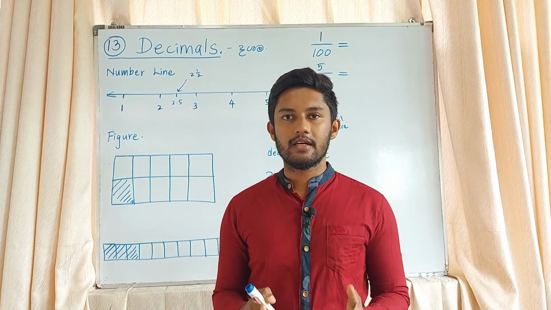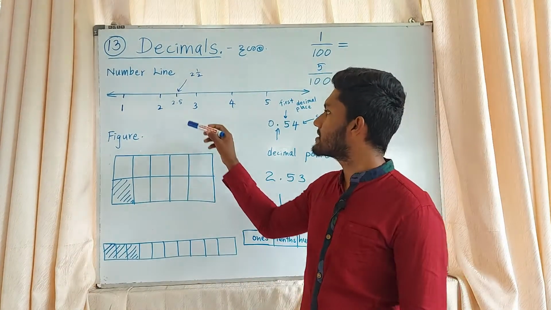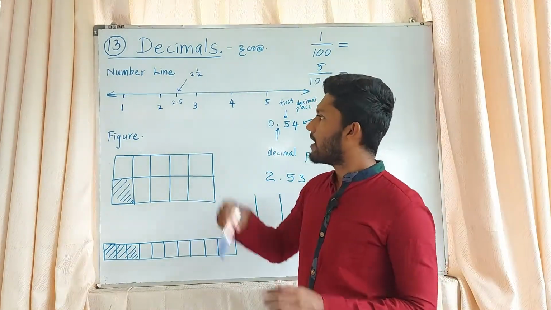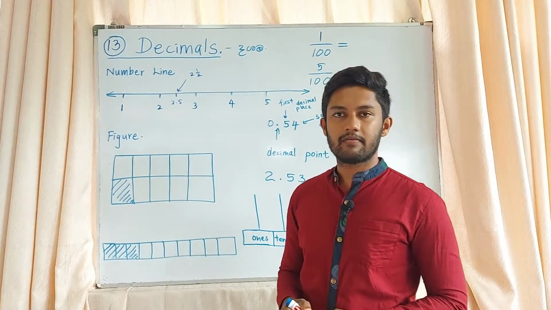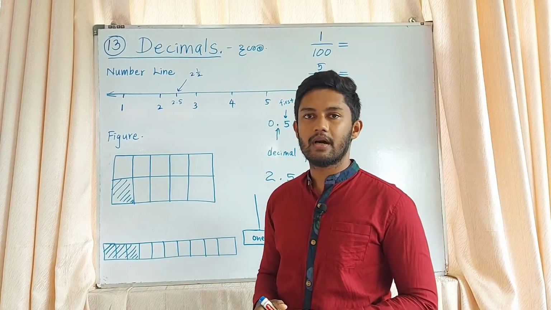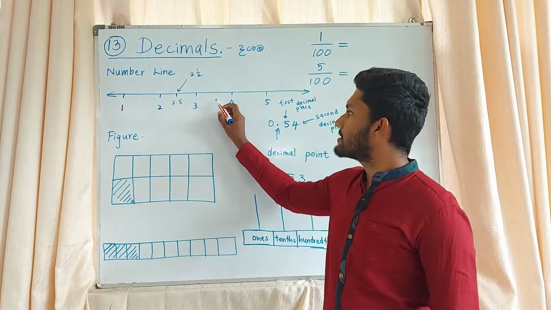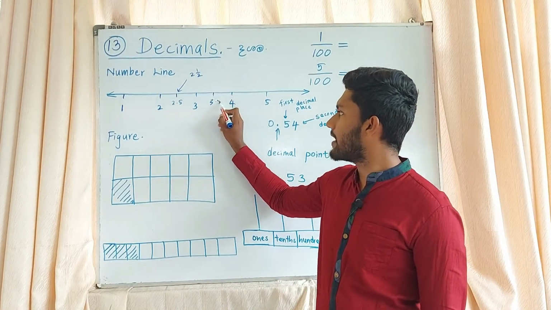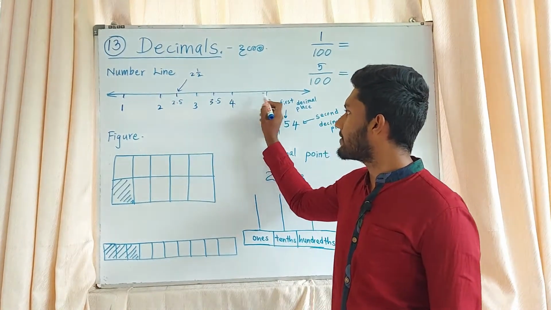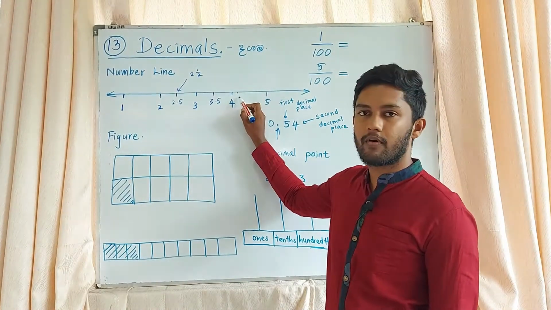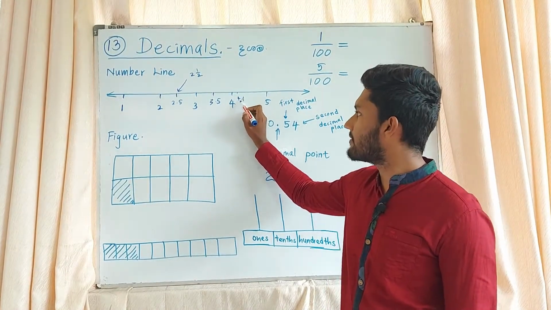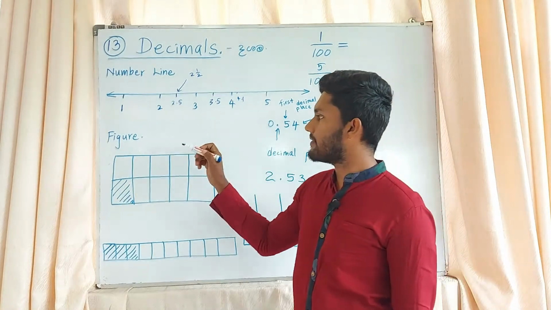Then dear students, when considering this number line, each and every place we can find decimals in between the whole numbers. Between 3 and 4, 3.5. Then between 4 and 5, near to the 4 we can find 4.1. Like that we can find.